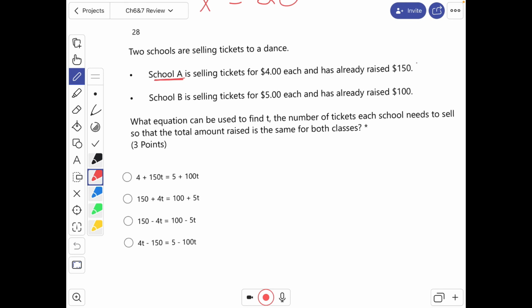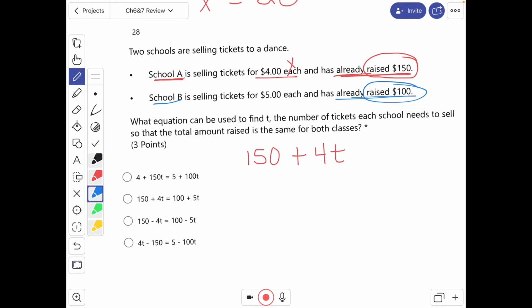Okay, start with the first school. Their beginning is 150. They've already raised, so that means they started with 150. And they're going to sell tickets. Well, when they sell the tickets, that's probably going to increase how much they got, so that's plus. And $4 each means times. And we're using T for our variable, so 4 times T.